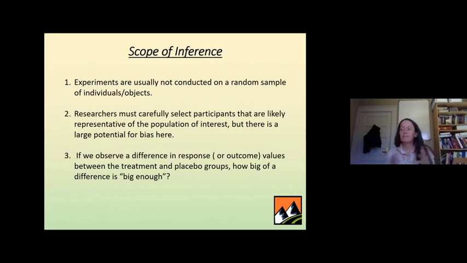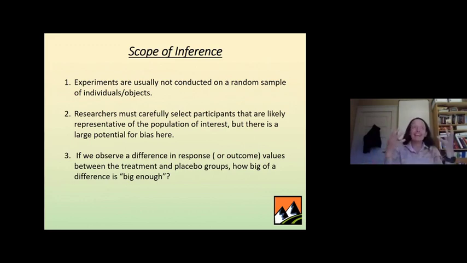So the one thing with experiments is the scope of interest. We've spent all this time on randomization and sampling, saying we want to have a population or a sample that's representative of our population. Well, in reality, experiments are not going to be conducted on a random sample of individuals.